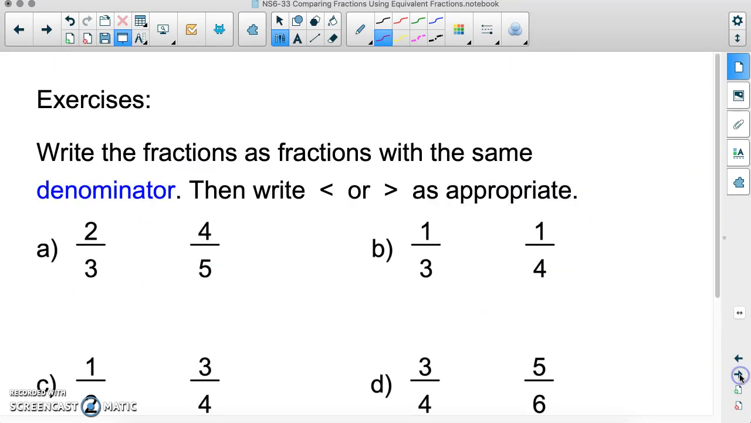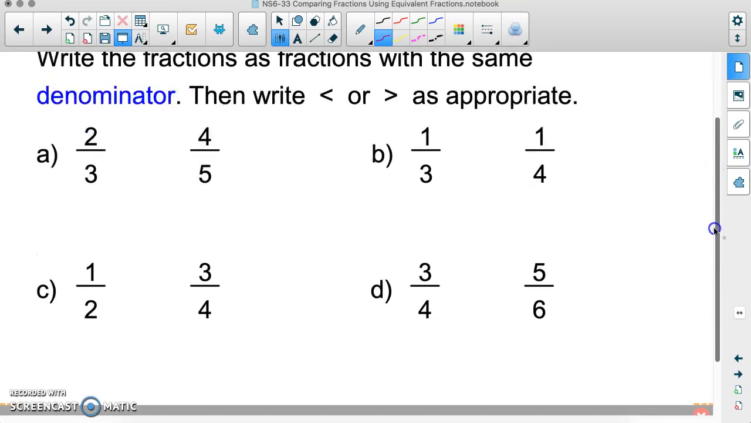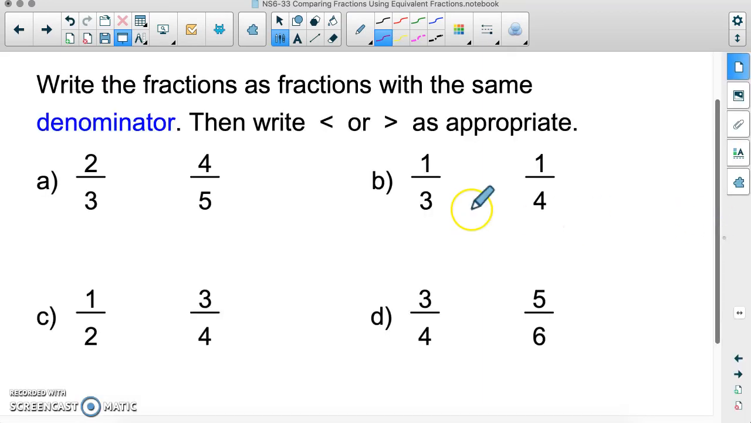Okay. So here's some exercises for you to do on your whiteboard using this strategy. Then you're going to write greater than or less than as appropriate in between the fractions once you have found a common denominator. Then you're going to resume your screencast.